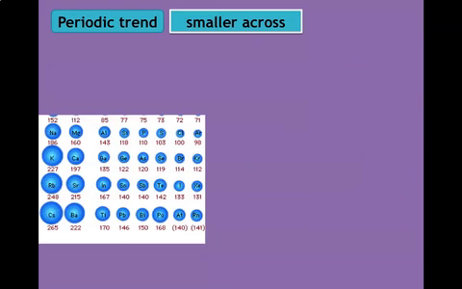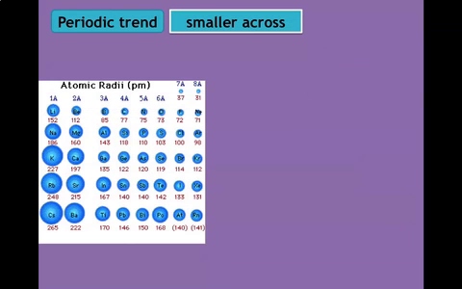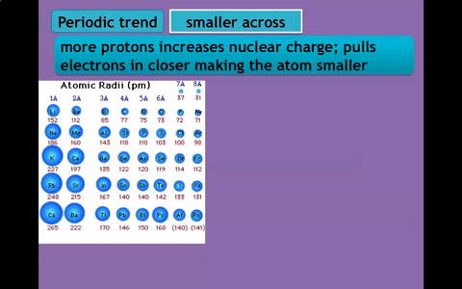The periodic trend is it gets smaller as you go across the row. This is because you're gaining more protons. Each step you take, you get another proton, and that pulls those electrons in closer. Remember, protons have a positive charge, and electrons have a negative charge. They're attracting each other, and they're pulling the electrons closer, and they are not gaining energy levels.